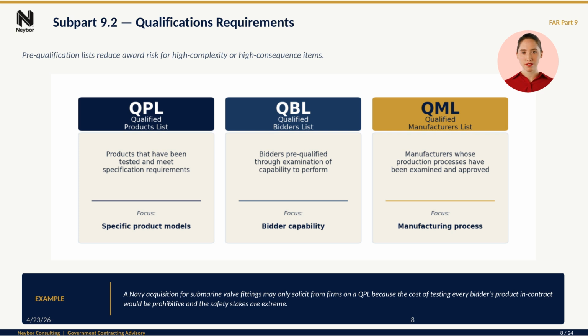The practical point for contractors: if you're pursuing work in a field where a QPL, QBL, or QML exists, getting on the list is often a separate, expensive process that has to be planned well before any solicitation drops.